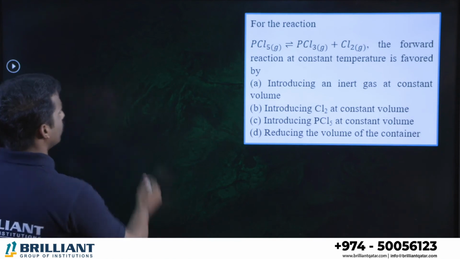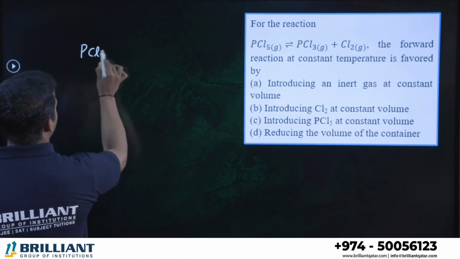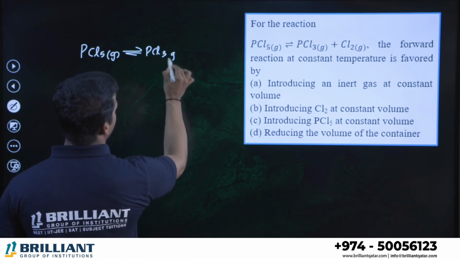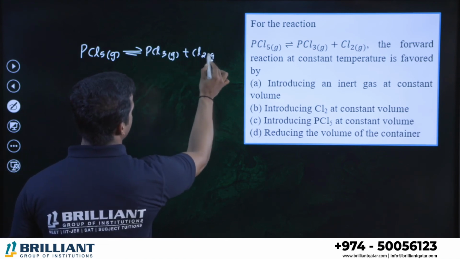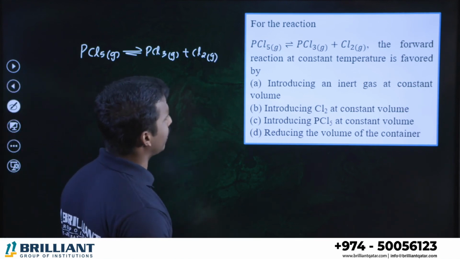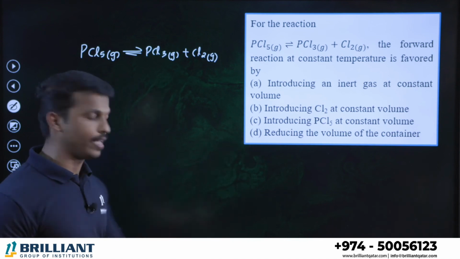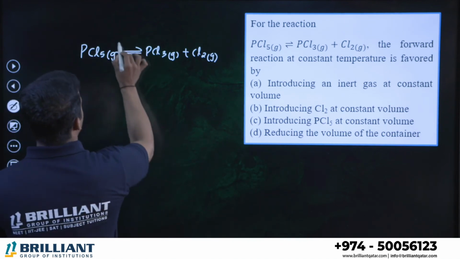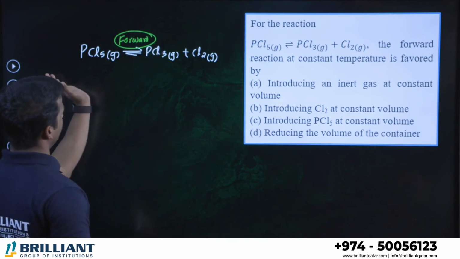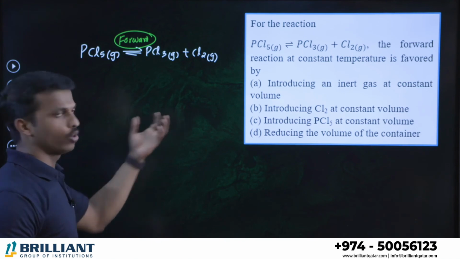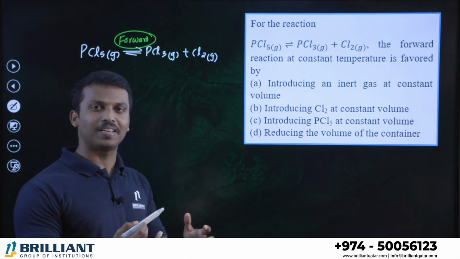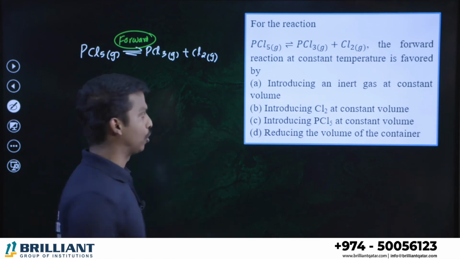Next one. The reaction is given: PCl5 gas is in equilibrium with PCl3 gas and Cl2 gas. The forward reaction at a constant temperature is favored. So we need the forward reaction more, which means reactant should convert to product. What condition can make it happen? Introducing an inert gas. Dear student, inert gas and catalyst have no effect on equilibrium. We don't want that.